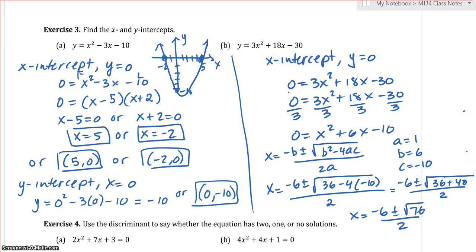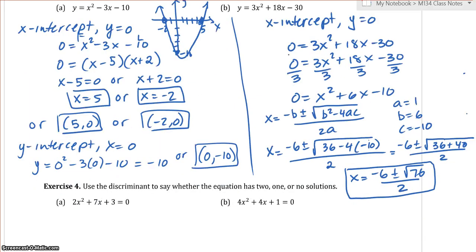So x is going to equal -6 plus or minus, looks like the square root of 76. And if you try to take the square root of 76 on your calculator, it's going to be a decimal. So you could get that decimal, or you can leave it as is. Those are the x-intercepts.